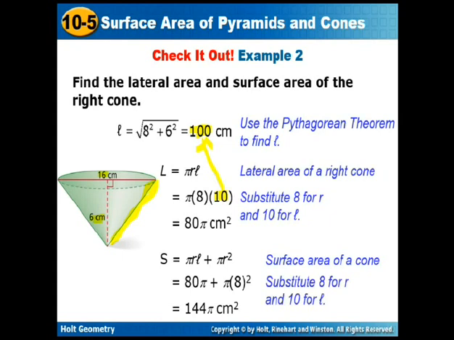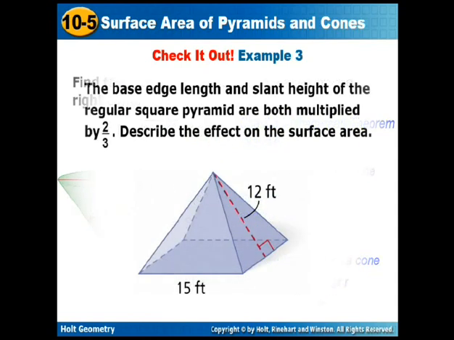So here we have only one different thing, that we had to find the slant height. It is unknown, and we used the Pythagorean theorem for that, to find L. Okay. Now, and check it out.